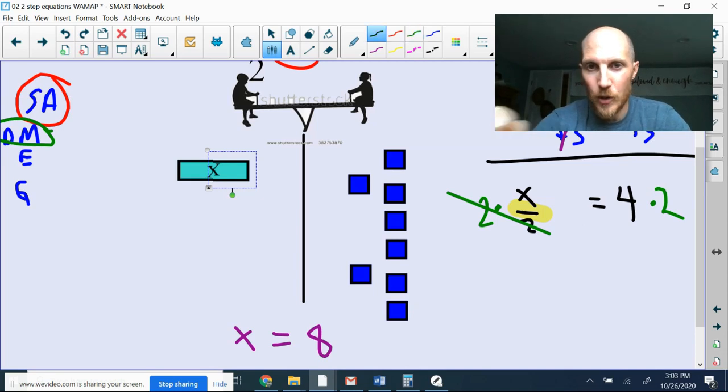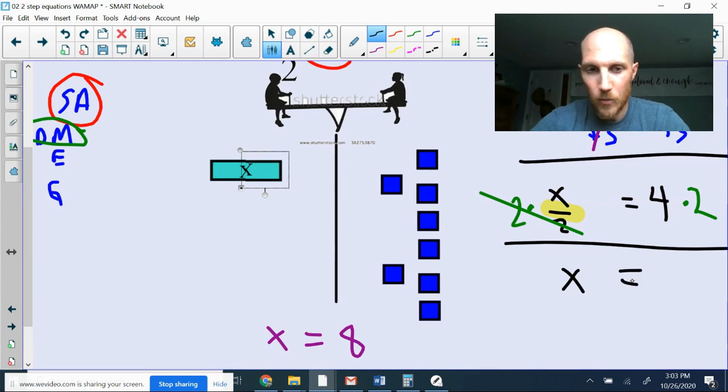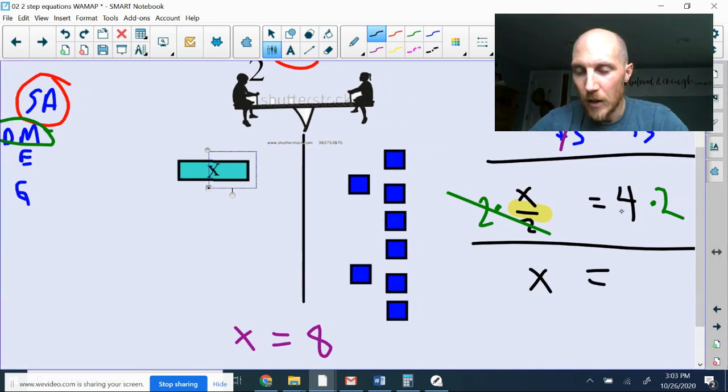left will cancel one another, leaving me with just the x equals, oh, I don't like it when that happens. And then the 4 times 2 is 8.